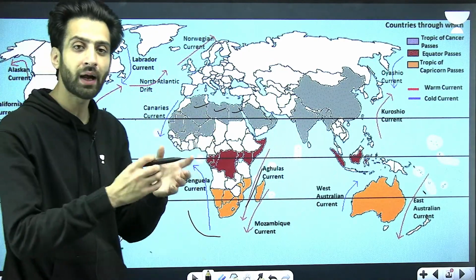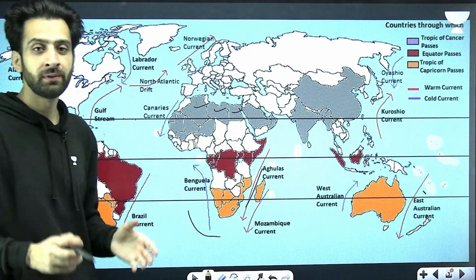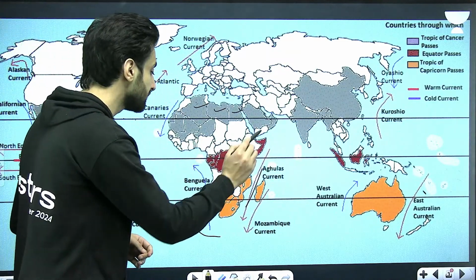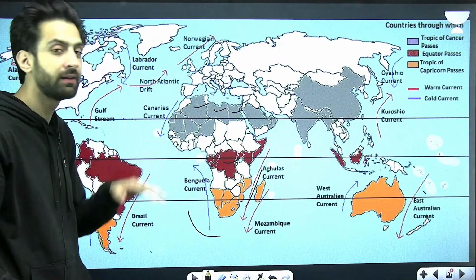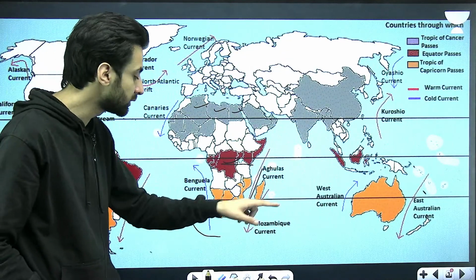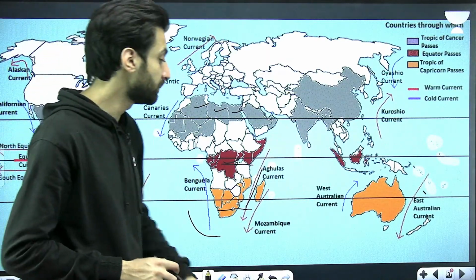So you should be able to identify on the map the countries from where the Tropic of Cancer will pass. When we are done with today's lecture, you will be able to name all the countries from where the equator will pass and all the countries from where the Tropic of Capricorn will pass. That shows the importance of mapping in UPSC exams.